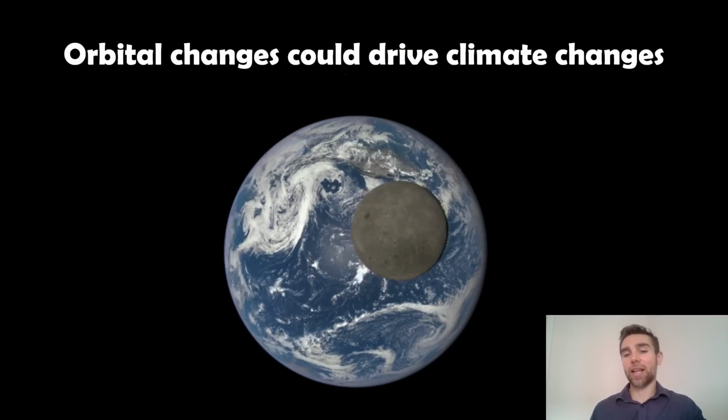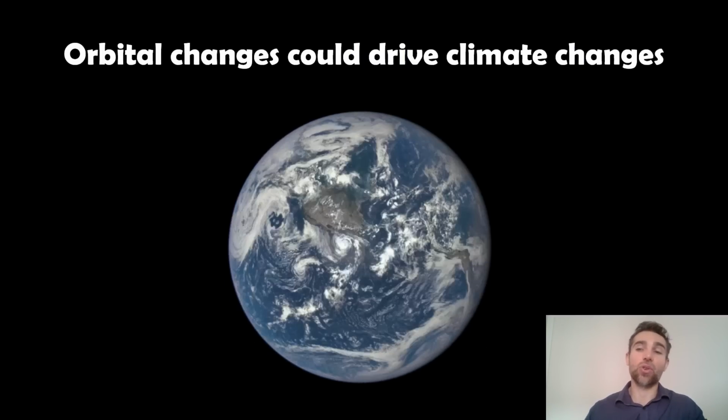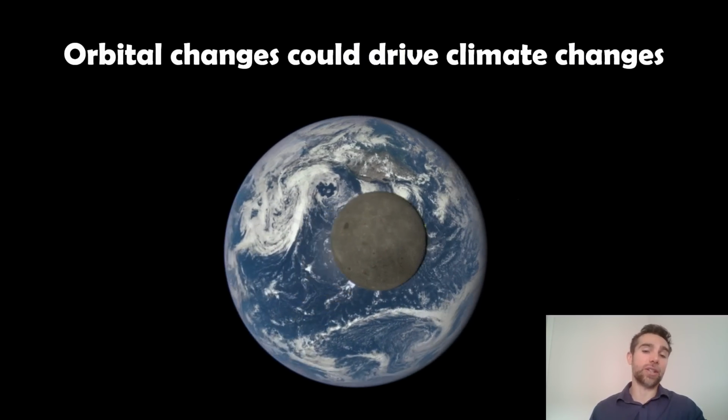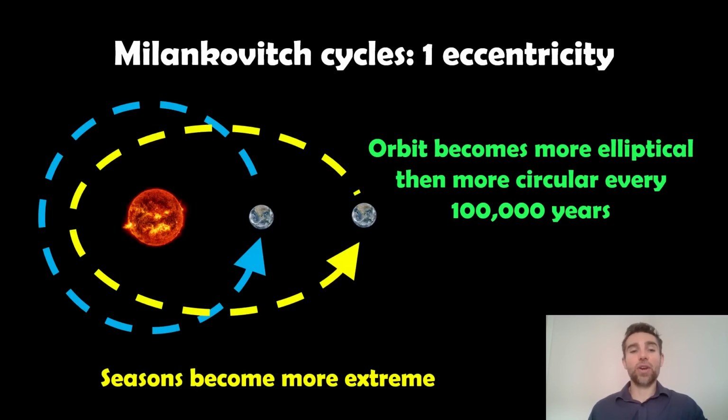So we then expect that orbital changes are going to drive our climate changes. So the first one, Milankovitch cycles, is cycles in eccentricity. This is where the orbit of Earth gets more elliptical and then more circular, and it typically occurs on a time frame of like 100,000 years. So we go through a cycle every 100,000 years, and it gets more elliptical, more circular, more elliptical.